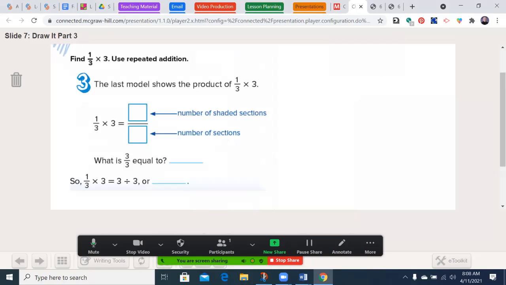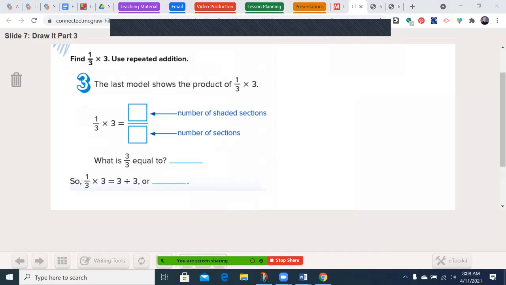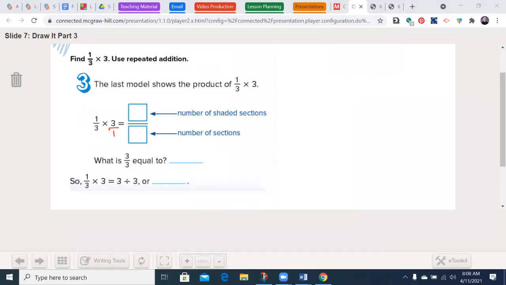So now we need to do the model that shows the product of 1/3 times 1. Or sorry, 1/3 times 3. And one thing I'd like to show you is that a whole number looks like this. So the number of shaded sections was 3. Total number of sections, 3. And if you notice, 1 times 3 is 3, and 3 times 1 is 3. And what is 3/3 equal to? 1. So our answer is going to be 1. Go ahead and fill that in.